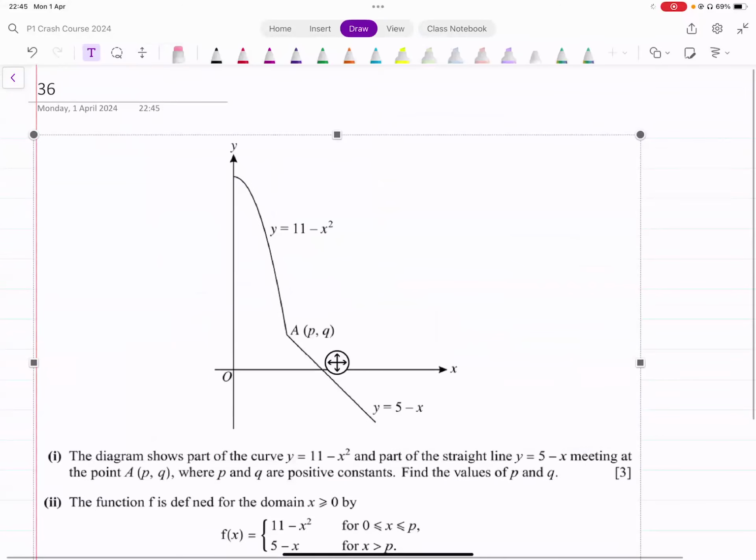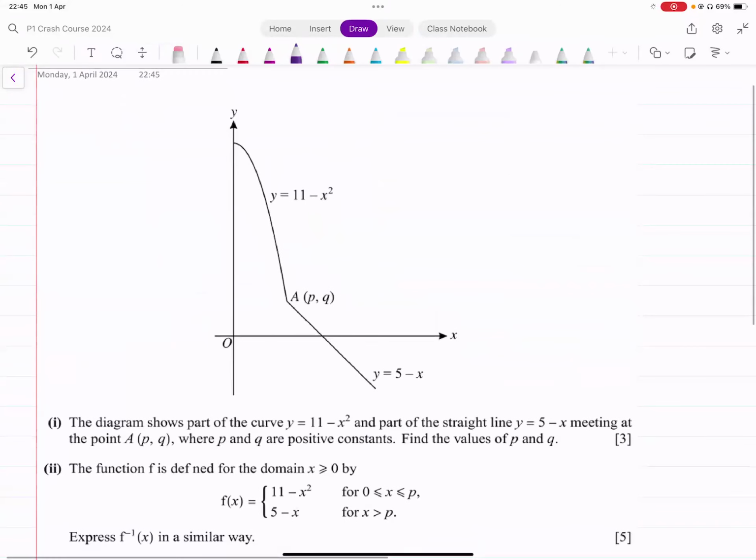Okay, so what you have here is a diagram that shows part of the curve y equals 11 minus x squared and part of the straight line y equals 5 minus x. They meet at the point A. This point has coordinates P and Q. We need to first find the values of P and Q. Okay, so the first part just requires you to find the point of intersection of these two functions.